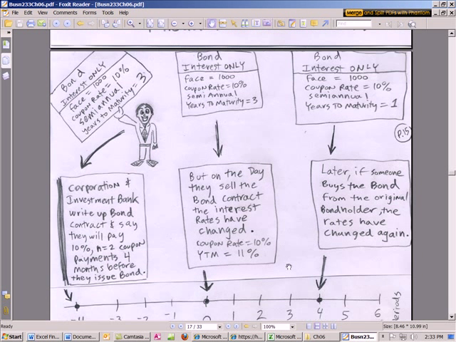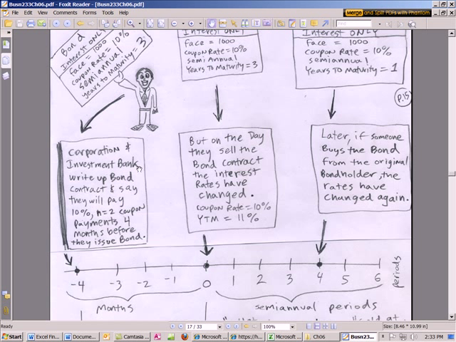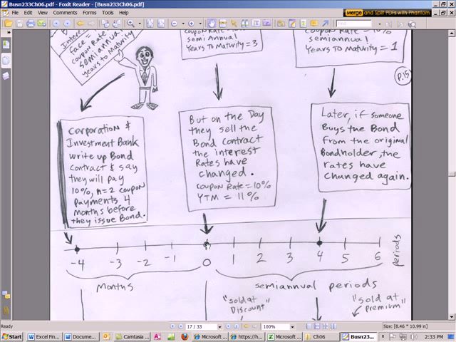Now here's a picture. The picture says 1,000 words, right? Here's the corporation and the investment bank. And here's the contract. That's our information we're going to be using for our example for the next couple examples. So look at this time scale. Time 0 is when we issue the bond contract, the day we issue the security. Security is a word used for stocks and bonds, a financial instrument backed by some asset. So the security is sold at time 0.